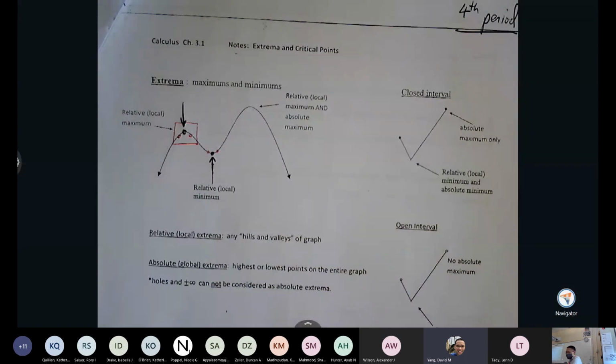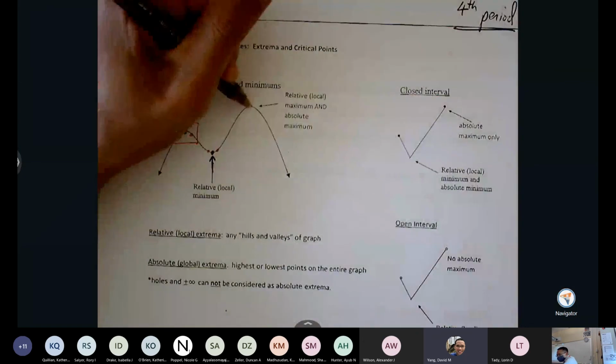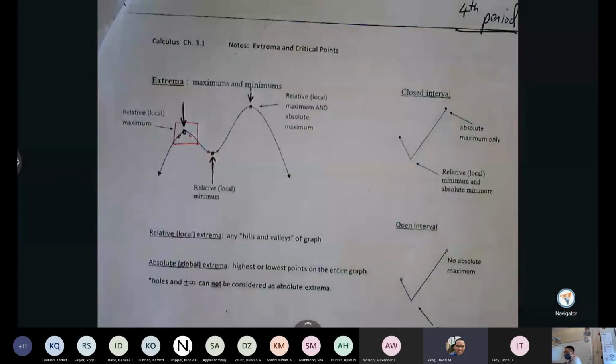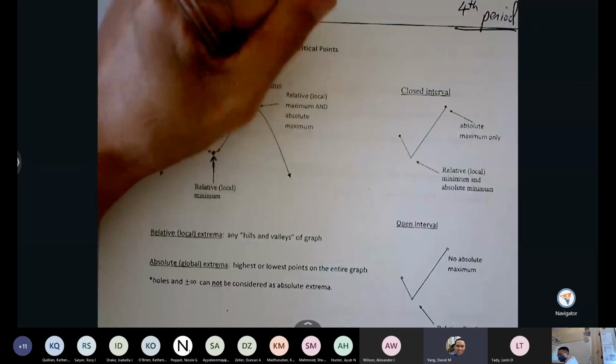All right. And then this point here we also call a relative max because compared to the points to the left and to the right, it's higher. So within this small region, it's the highest point, so relative max.